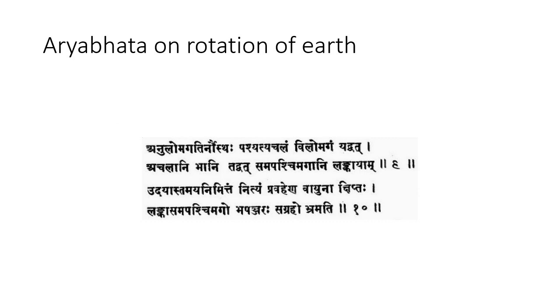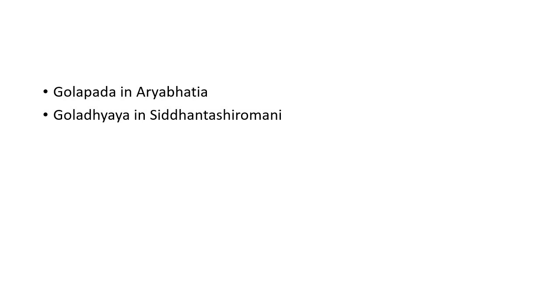And all the major astronomers and mathematicians in ancient and medieval India had a section in their works devoted to the celestial sphere. So, for example, Aryabhata had the Golapada, Bhaskara had the Goladhyaya in his Siddhanta Shiromani, and many interesting ideas of trigonometry, spherical trigonometry, were developed and applied to the case of the celestial sphere.